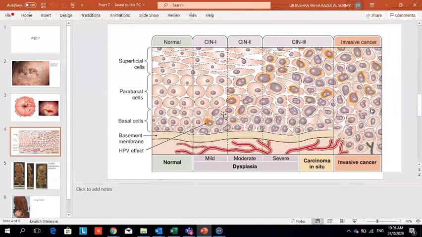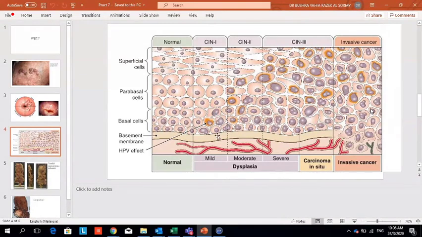I can show you here. We said in the normal, we have the basal layer. First this is the basement membrane, this one the basal layer, then the parabasal layer, then superficial. So there is maturation. When you go up, the cells become more flattened. See, in mild, how many parts of the epithelium are involved?